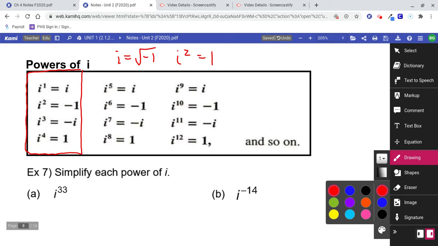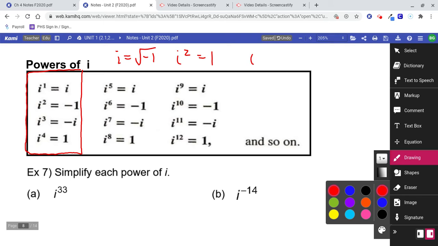But then they just keep repeating. You've got i, negative 1, negative i, 1. Then i, negative 1, negative i, 1 again, and so on and so on. Those 4 numbers just keep repeating themselves over and over again. They all just kind of build off of each other if you think about it.